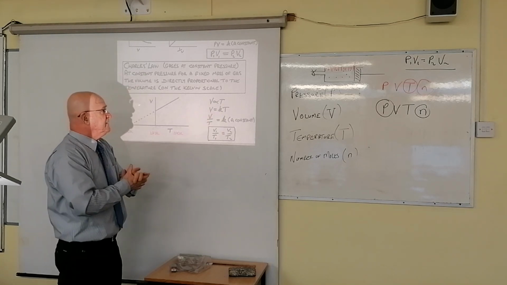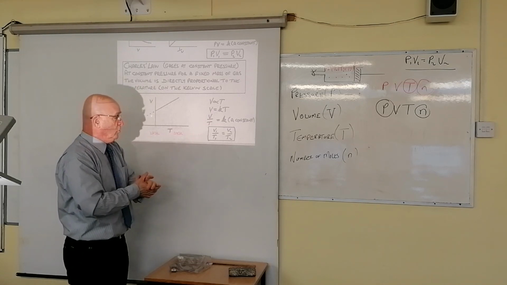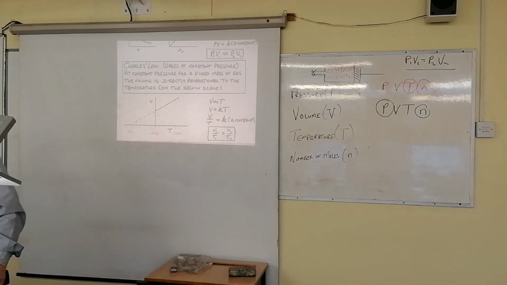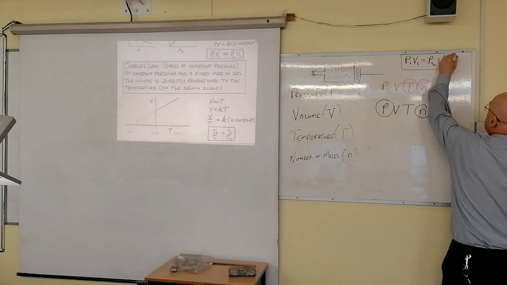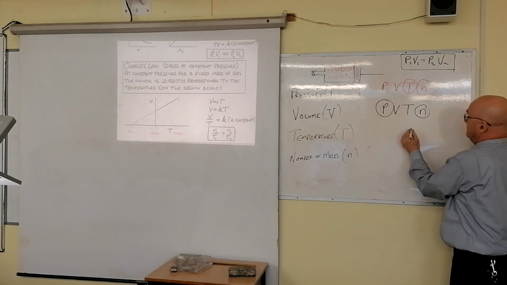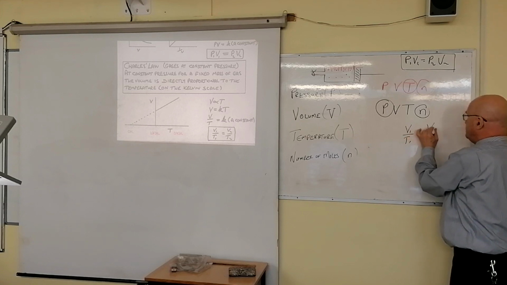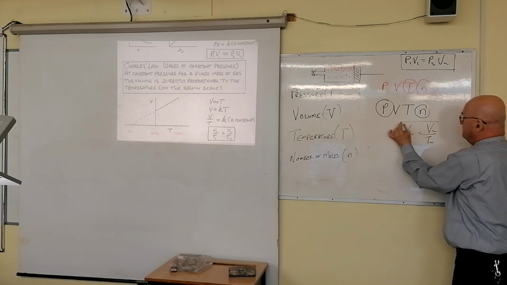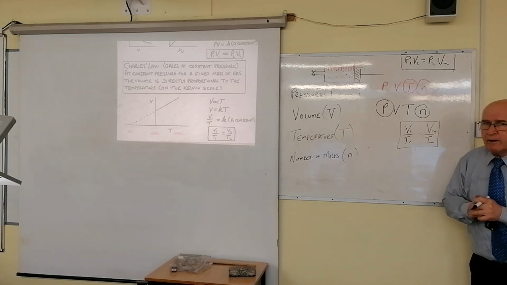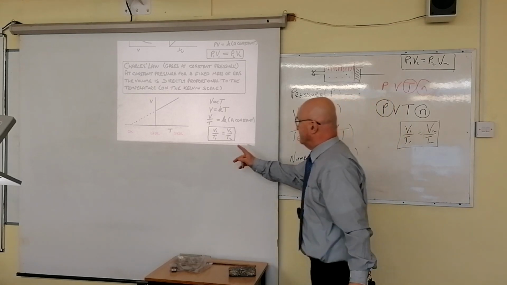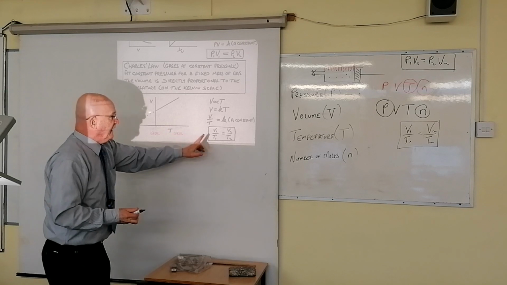V equals a constant times T, and therefore V over T is a constant. And therefore, we get a formula for Charles's law for calculation purposes. There is the formula for Boyle, and here's the formula for Charles. V1 over T1 equals V2 over T2. And that's Charles's law. Okay, very easy, no problem with that at all. It's simply suggesting to you that the volume depends on the temperature. Now, that came out of that, and that's what I need you to know.